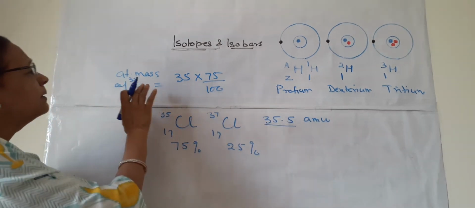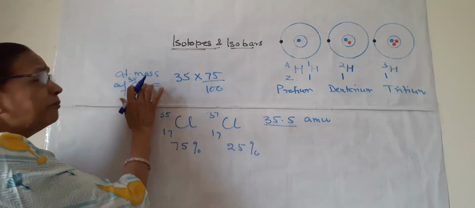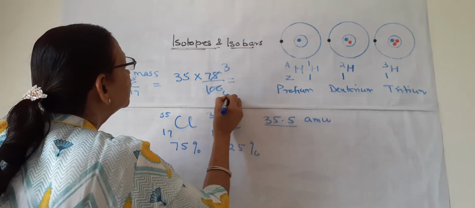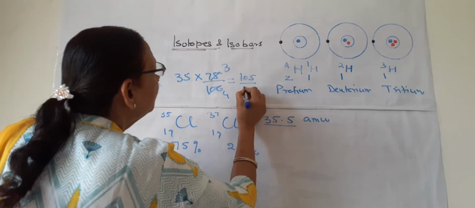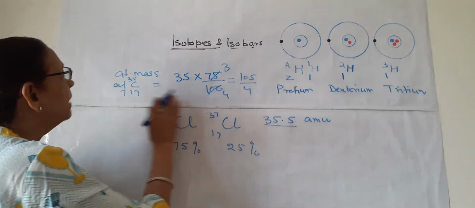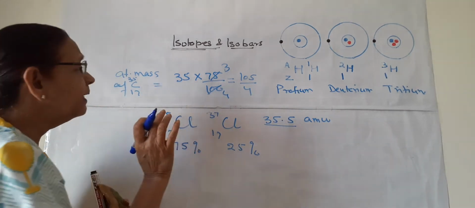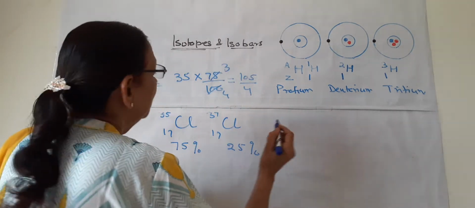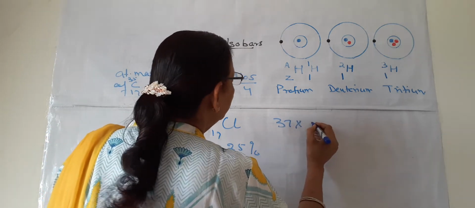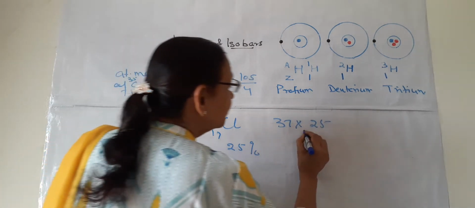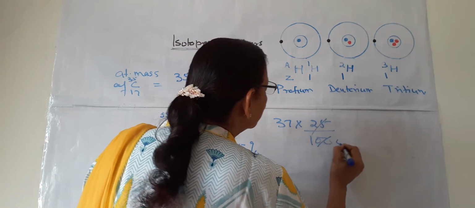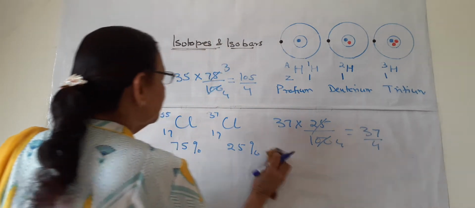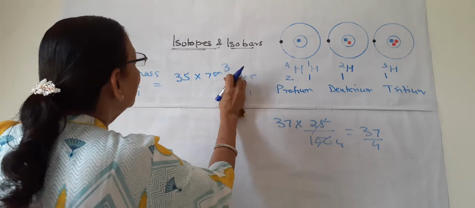So the percentage contribution of atomic mass of this type of particle will be 105 upon 4. So much atomic mass of this type of particle will be in nature. And what about the heavy one? We can calculate it here. 37 into 25, their percentage is 25 upon 100. So it will be 37 upon 4. So much atomic mass is of the heavy particles.